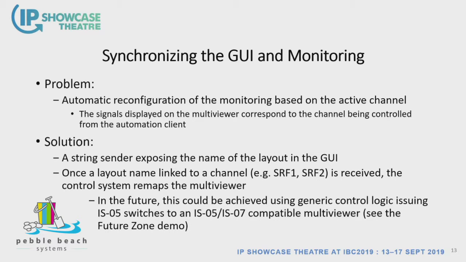Now, the solution for that was to expose the name of the layout, and the name of the layout in the automation system would be like channel 1, channel 2, channel 3. And then, in this case, as the multiviewer is not IS-07 enabled, the control system picks that up and does the reconfiguration of the multiviewer in a, let's say, traditional way over some proprietary protocols, whatever is used by the multiviewer. Of course, in the future, the multiviewer itself could be IS-07, but also IS-05 compatible.